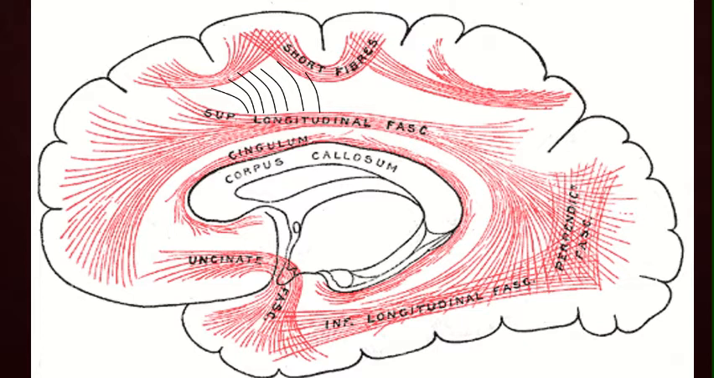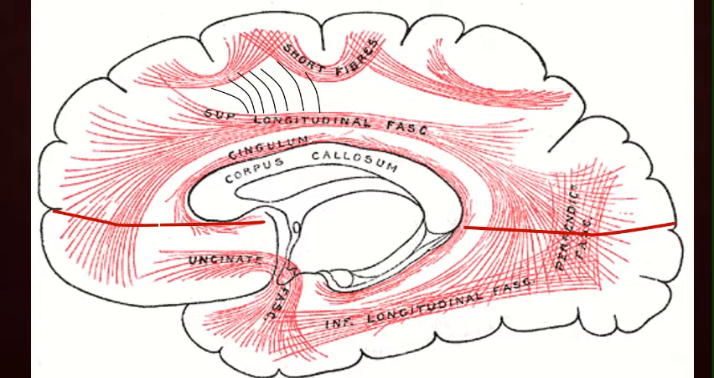Then the corona radiata intervenes between the fronto-occipital fasciculus medially and, laterally, the superior longitudinal fasciculus. You can see here the fronto-occipital fasciculus I'm showing you. It is the medial relation of the corona radiata. The lateral relation of the corona radiata is the superior longitudinal fasciculus. You try to remember only this much.